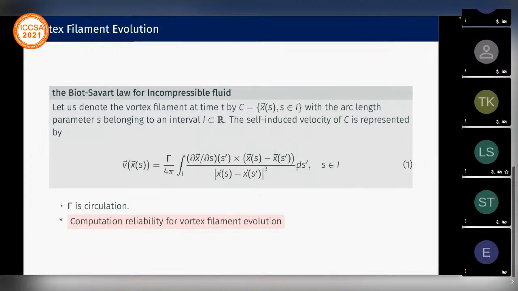In this formula we can see that if we want to calculate the velocity at the self point, we will have a singularity here. I will talk about our numerical scheme to conquer this singularity. In this research we focus on the computational reliability of this vortex filament evolution.